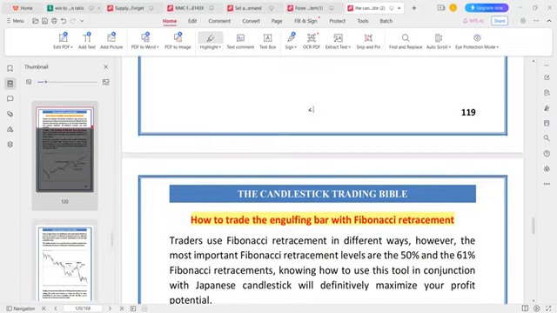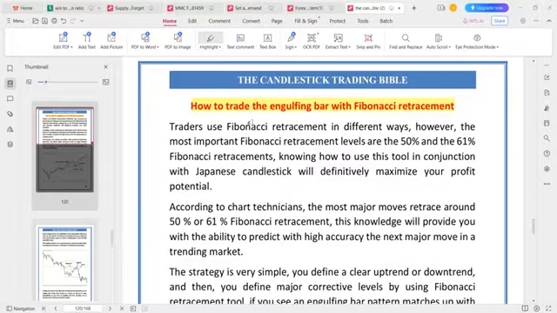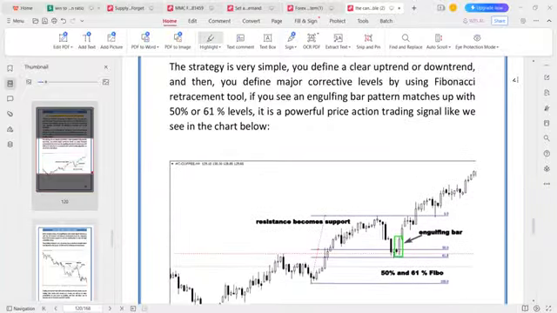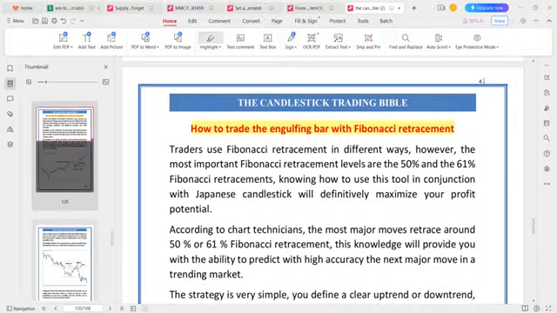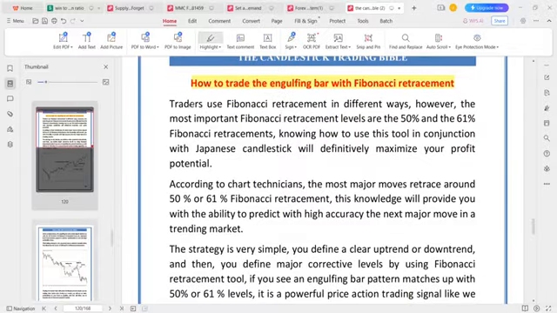So let's quickly continue. I think our last page was 119. So we're going to start on page 120 with the candlestick Bible decoding. Okay, let's go. So how to trade the engulfing bar with Fibonacci retracement. That's the current topic. Traders use Fibonacci retracement in different ways. However, the most important Fibonacci retracement levels are the 50 and the 61% Fibonacci retracements.